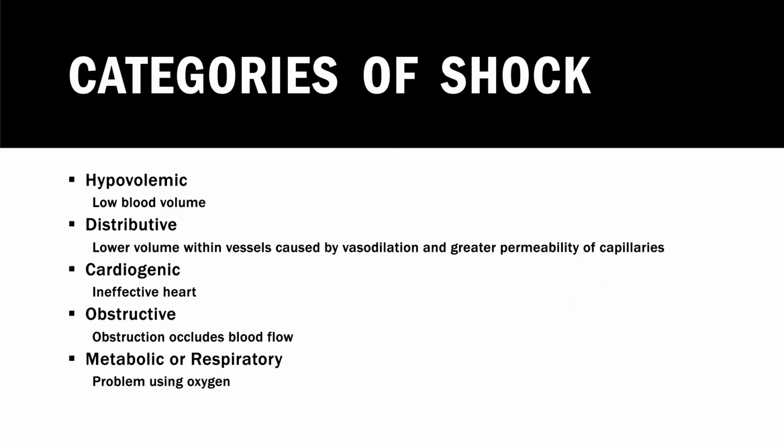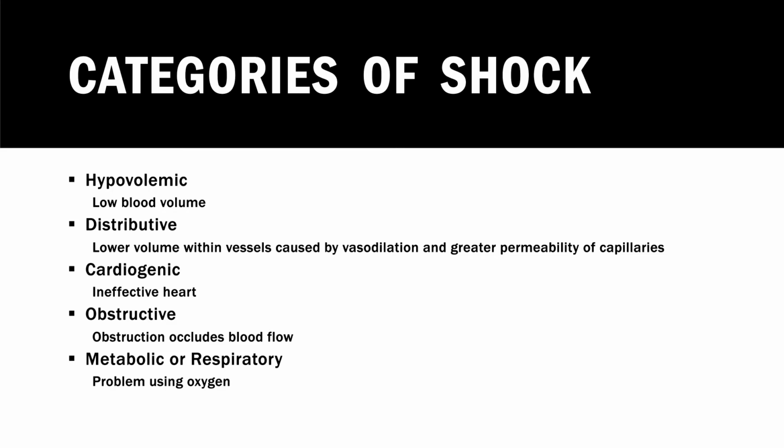There are several categories of shock that I'd like to just briefly mention here. We have hypovolemic, which involves a low blood volume. Distributive, which is a low volume with thin vessels caused by vasodilation and greater permeability of our capillaries. We also have cardiogenic, which involves ineffective heart functioning and pumping. Obstructive, which involves an obstruction occluding blood flow in the forward movement.